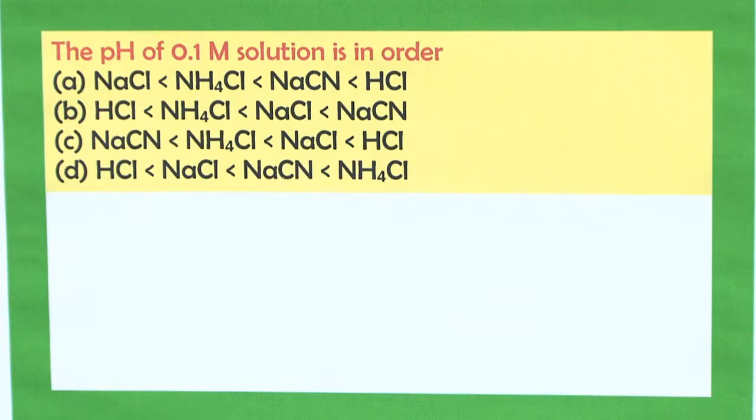Students, the next question is: pH of 0.1 molar solution is in the order. Your options are: option A, NaCl < NH4Cl < NaCN < HCl. Option B, HCl < NH4Cl < NaCl < NaCN. Option C, NaCN < NH4Cl < NaCl < HCl. Option D, HCl < NaCl < NaCN < ammonium chloride.